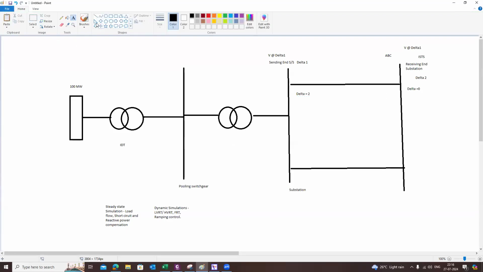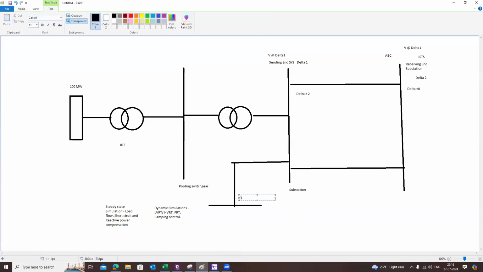Next, if there is another line connected to this and it is connected to some other substation, the power has to flow from substation to substation. Here it has to maintain some delta angle, load angle. So let's suppose delta equal to some 5 degrees.